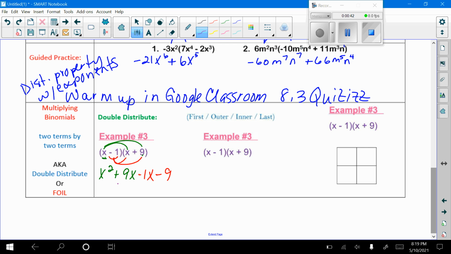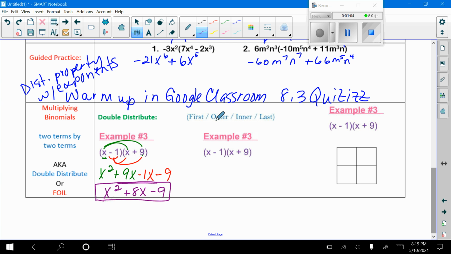Now to finish up, you have to combine like terms. So I have x's in the middle. We're going to combine them, and we get x squared, positive 9 minus 1 gives me positive 8x, and then minus 9. It will end up being in standard form for us, and it will be a trinomial for the most part.